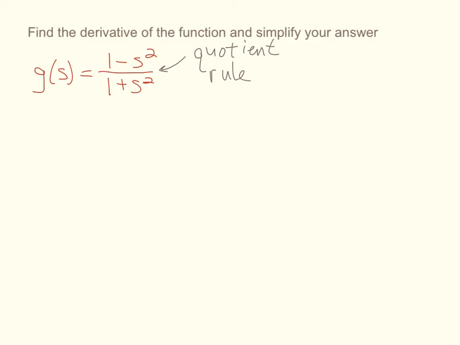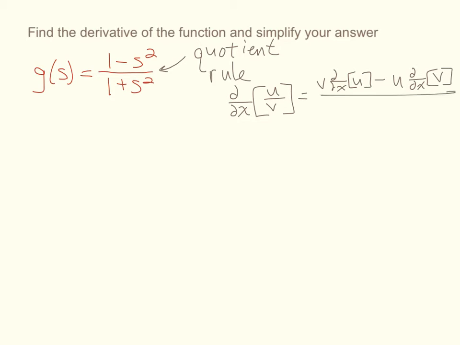The quotient rule looks something like this. If you have the quotient of two functions of x, that leads us to the derivative of v times the derivative of u minus u times the derivative of v all over v squared. And once we figure all of that out, we just have to go back and make sure we simplify our answer.